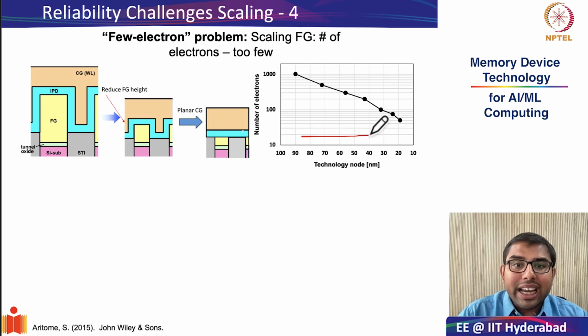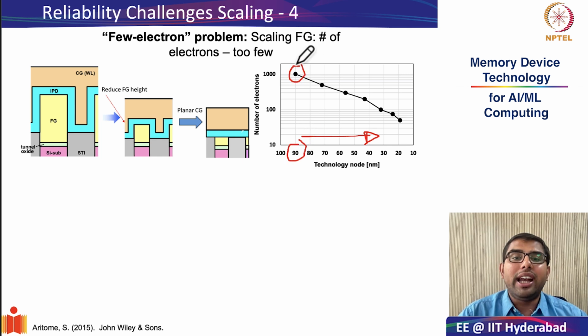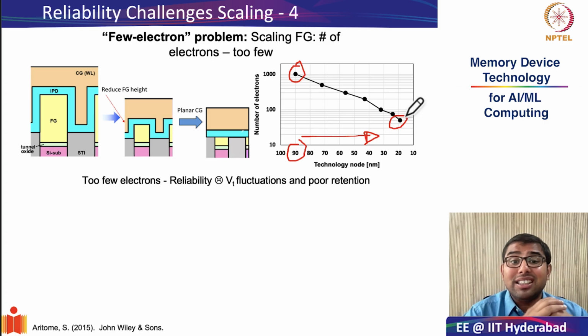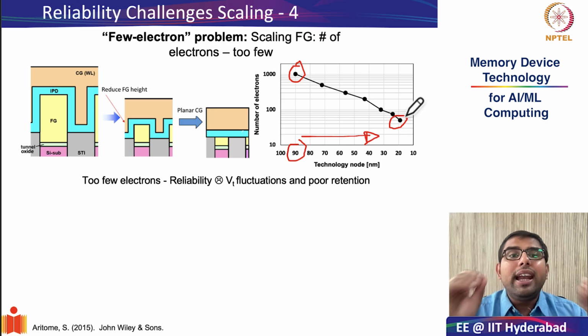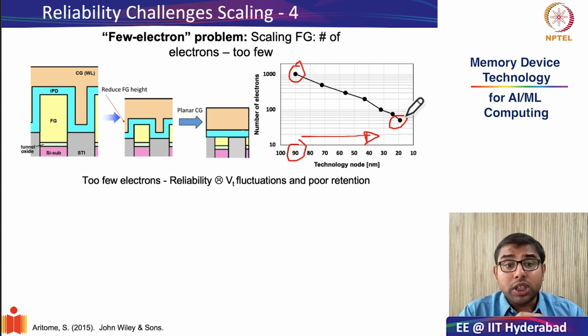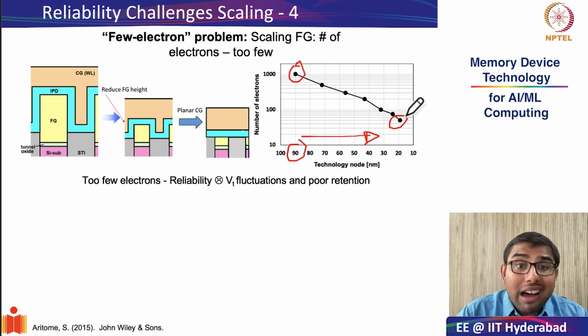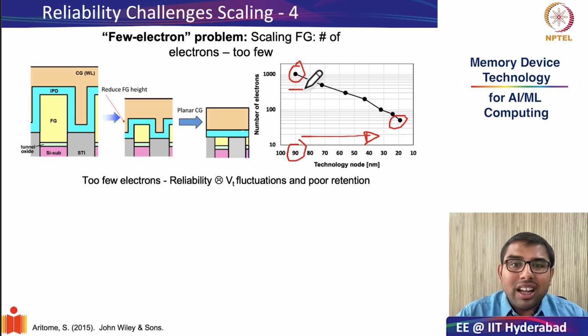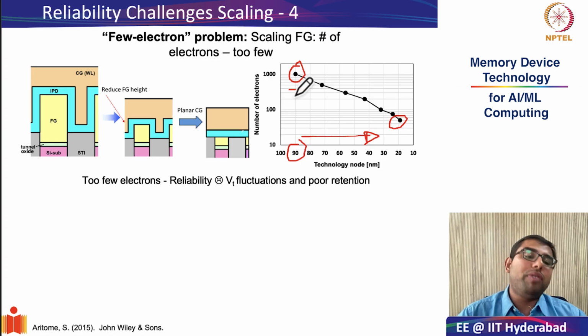This is the graph which is indicating this idea. So at the 90 nanometer node, each floating gate could hold roughly 1000 electrons. However, in the current 20 nanometer node, this reduces to less than 40 or 50 electrons. Now this is a very big issue. Why? You can understand this is a big issue because too few electrons will really adversely affect all your reliability problems. The fluctuations in VT because of loss of a single electron will be much larger if you have just 50 electrons compared with 1000 electrons.